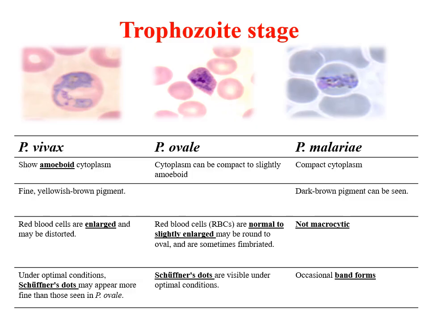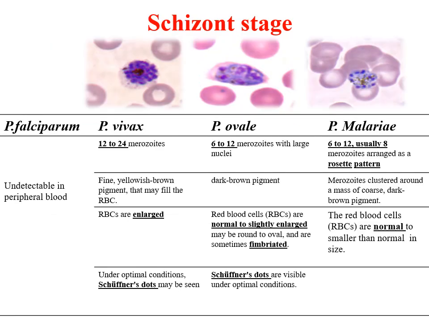Now, if we look into more details on trophozoite stages and RBCs that are infected with vivax or ovale, these RBCs might show Schüffner dots under optimal conditions. However, very characteristic of malariae infection is the formation of the band form, which is a formation of like a band inside the RBC, and you see it well under staining. Let us now talk about the schizont stage of the four species.